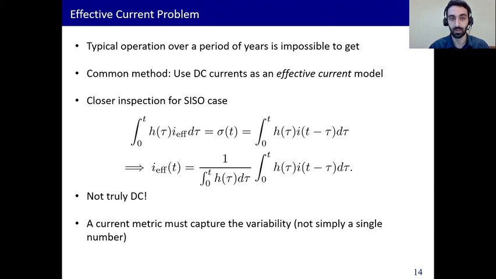This is also motivated by the fact that EM has extremely slow dynamics, and so the LTI system will filter out any variations and only the DC component would be relevant. However, upon closer inspection of a simple single input, single output case, defining an effective current that leads to the same stress profile as the real current waveform leads us to the conclusion that the effective current is actually a function of time. It is a function of the time over which we would like to obtain the response. So it is not truly DC, nor can it be simply a single number. A current metric must capture the variability.